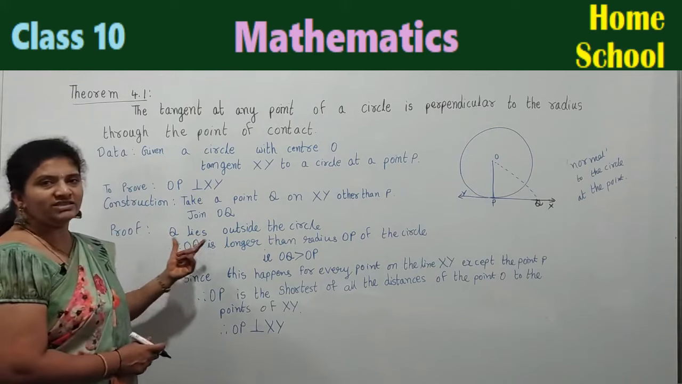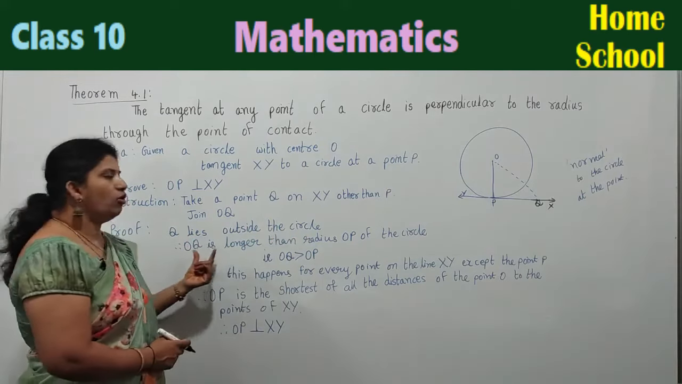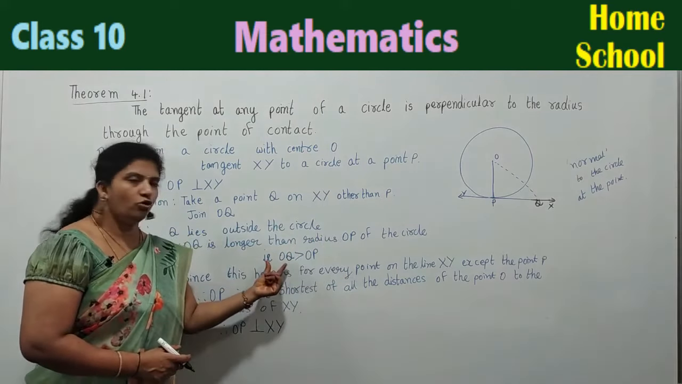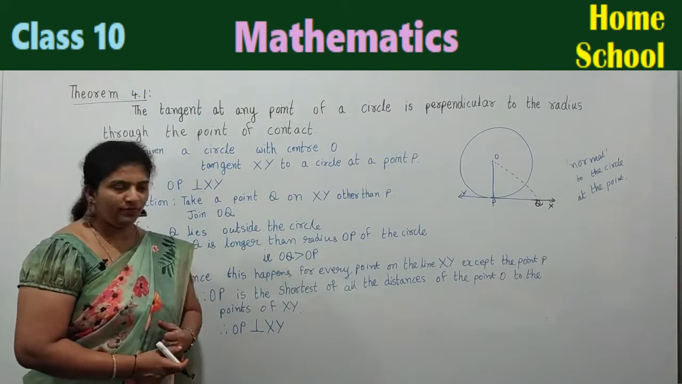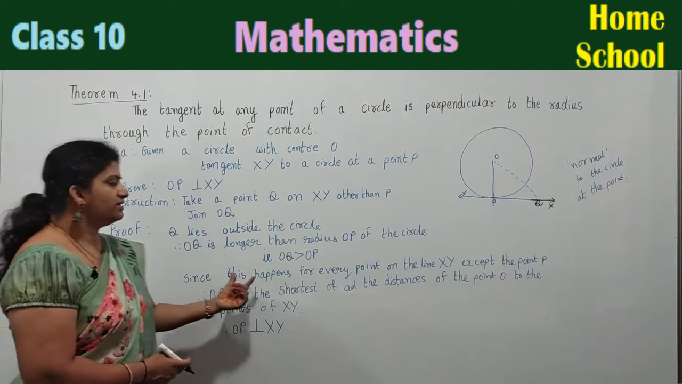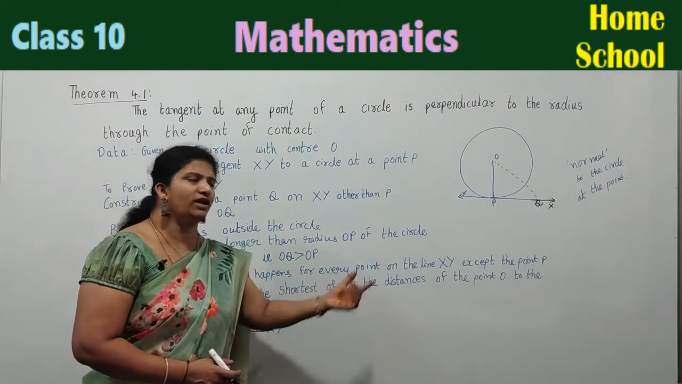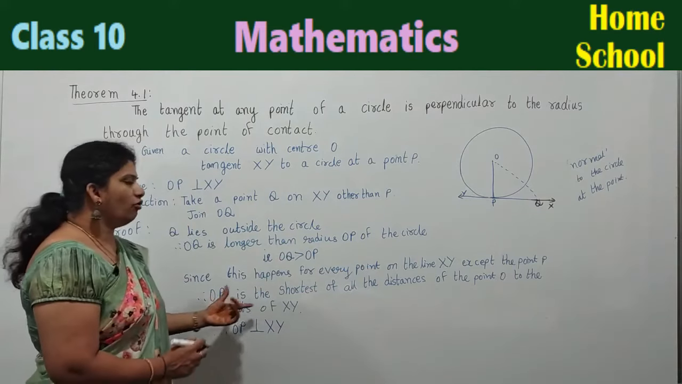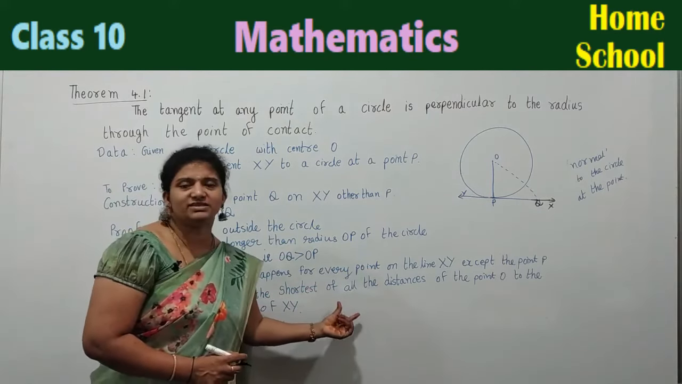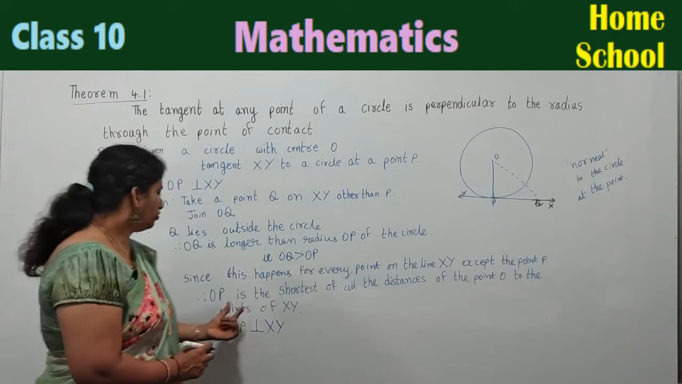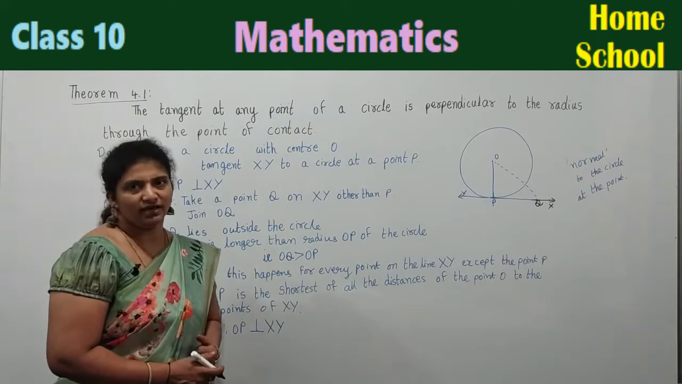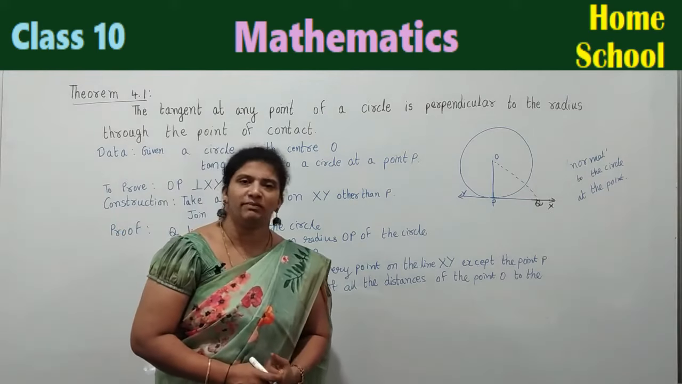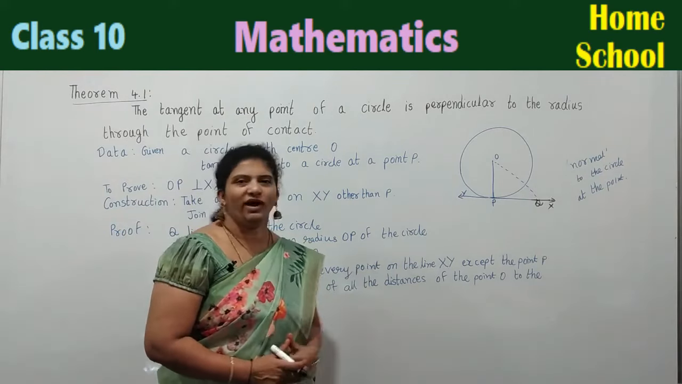Proof. Q lies outside the circle. OQ is longer than the radius OP. Therefore, OQ is greater than OP. Since this happens for every point on the line XY except the point P, OP is the shortest of all the distances from the point O to the points of XY. Therefore, by the theorem, OP is perpendicular to XY.